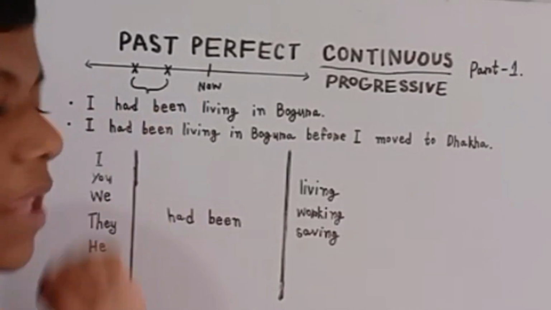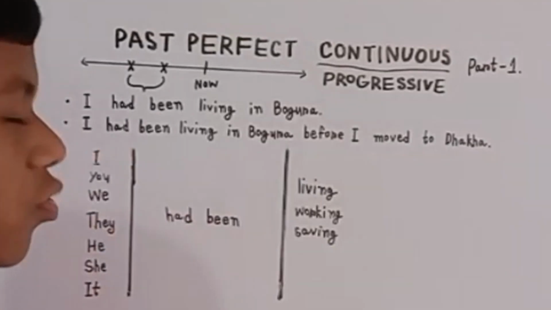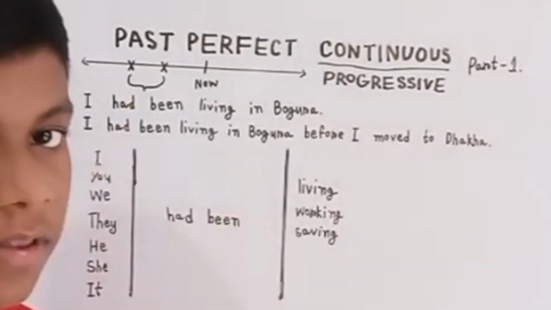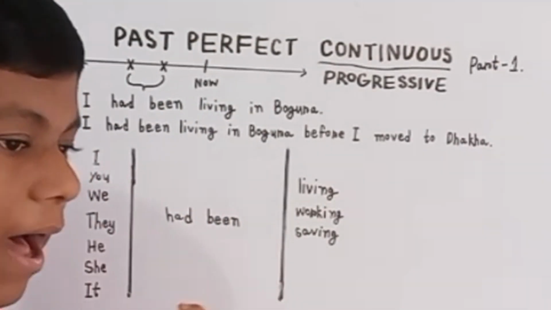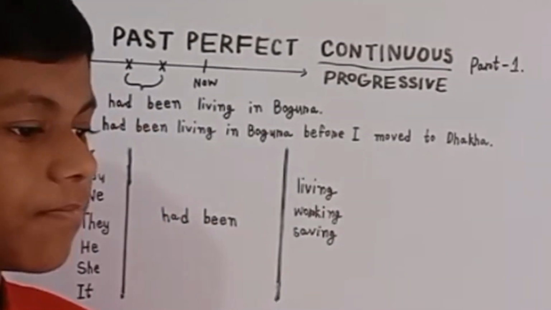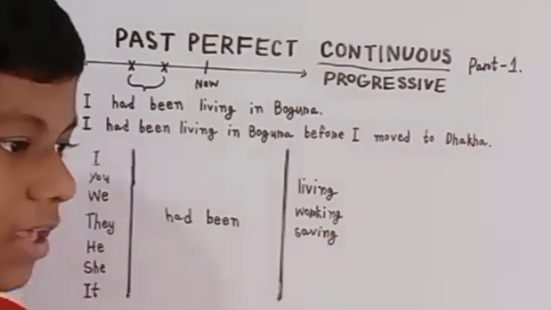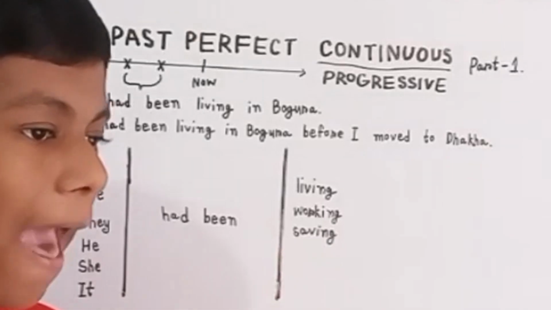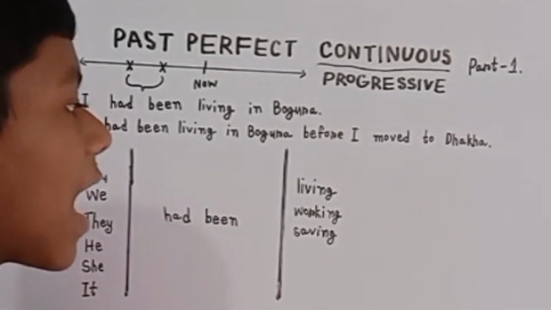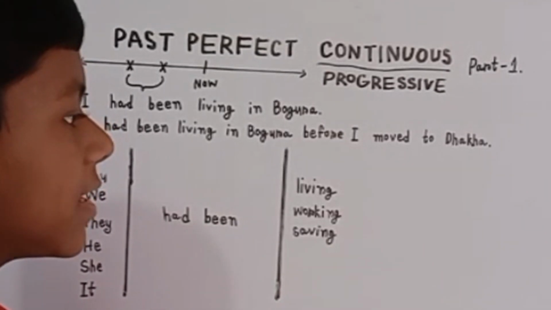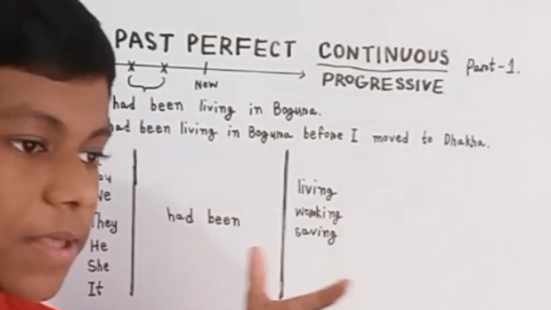Let's see one of the examples. Most of the examples are given in the past perfect continuous tense. Let's see the first example: I had been living in Bogura. So here in the past, this incident had been continued. I had been living in Bogura. It had been happening, and it was my living place. I had been continuing to live there, and it was my living place.